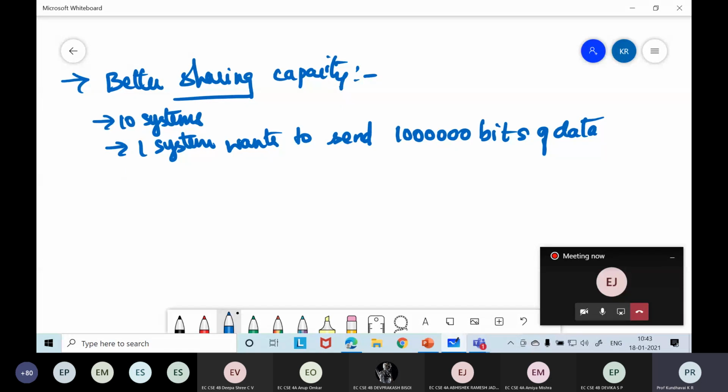Okay, and assume the link capacity is 1 Mbps. So we'll take this scenario to calculate which is better in terms of sharing capacity, whether it's CSN or PSN. All right, there are 10 systems. Among that, one wants to send 10 lakh bits of data with the total link capacity of 1 Mbps. All right, hope you have taken this.